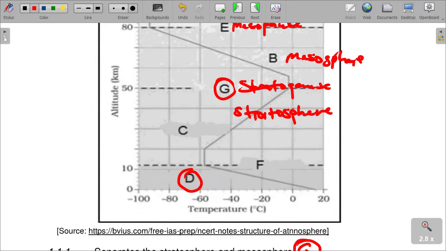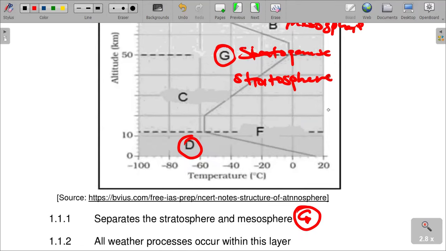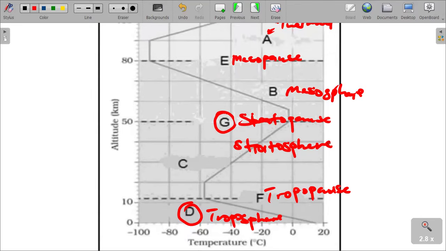Obviously, the zone below the stratosphere is the stratopause, and then we have our stratosphere there. Eventually we are going to have our F, which represents the tropopause, and then G must be representing the troposphere.